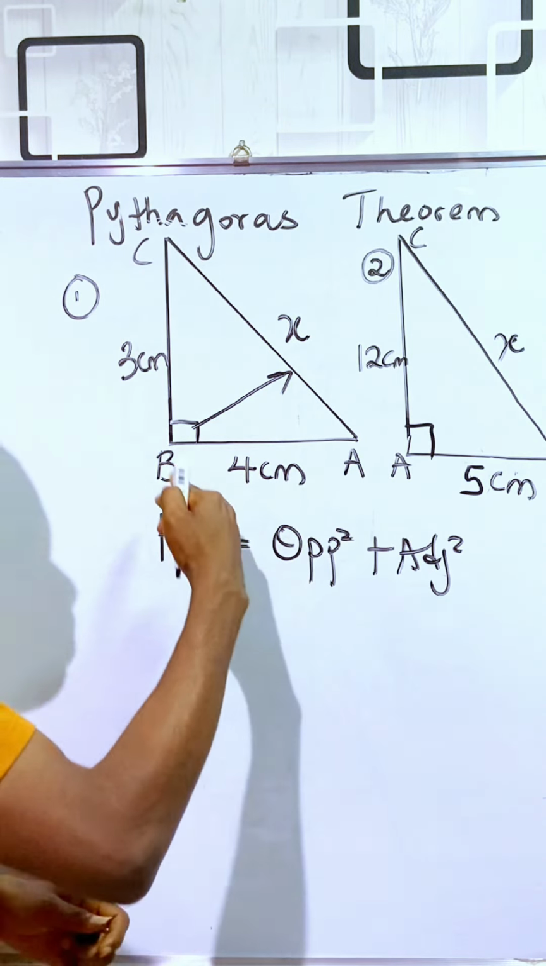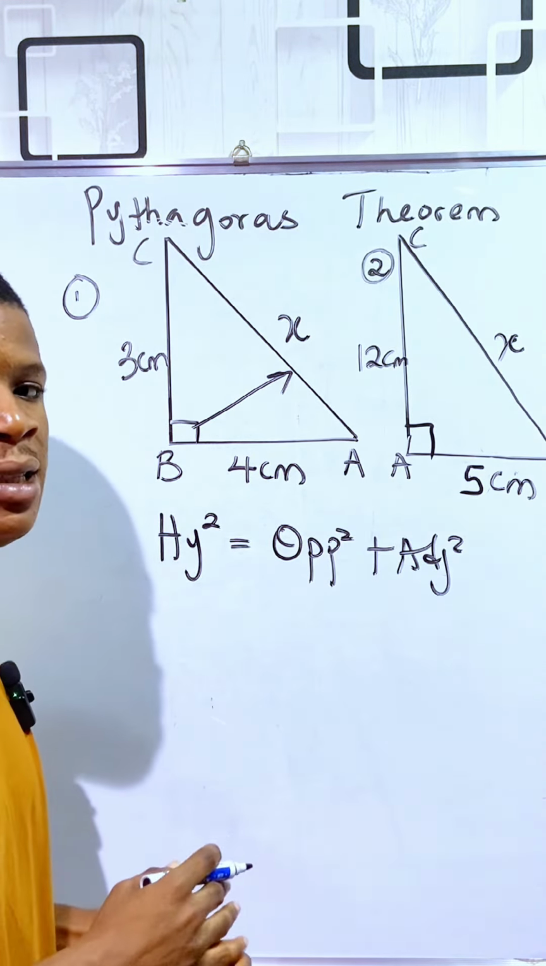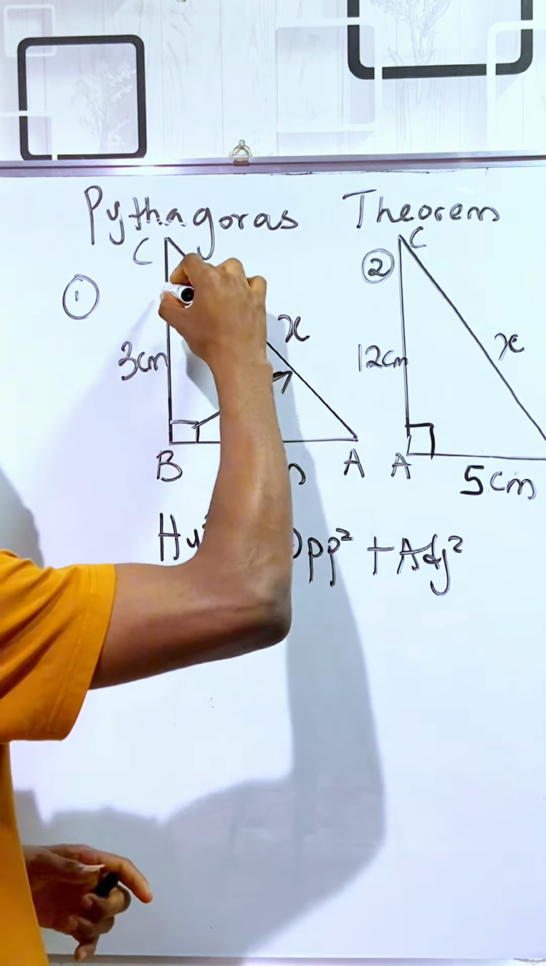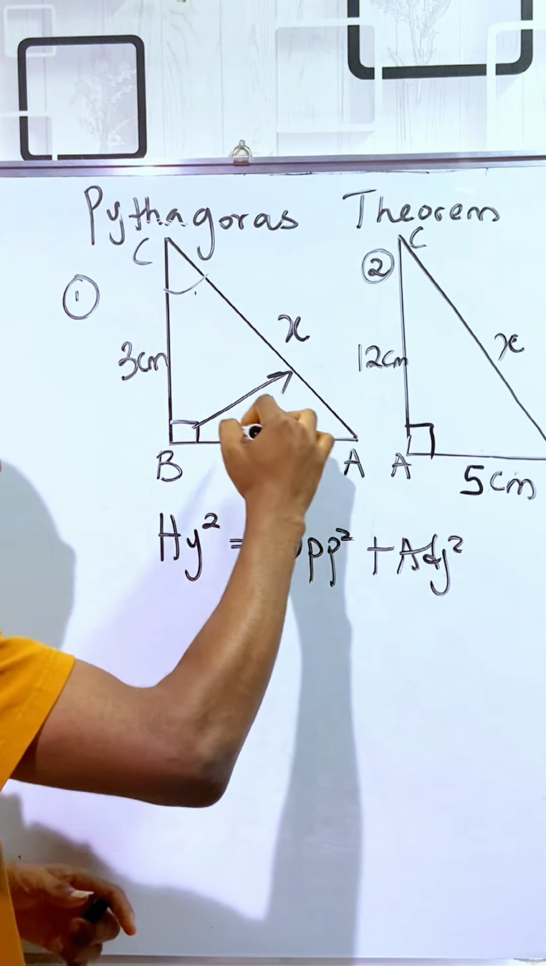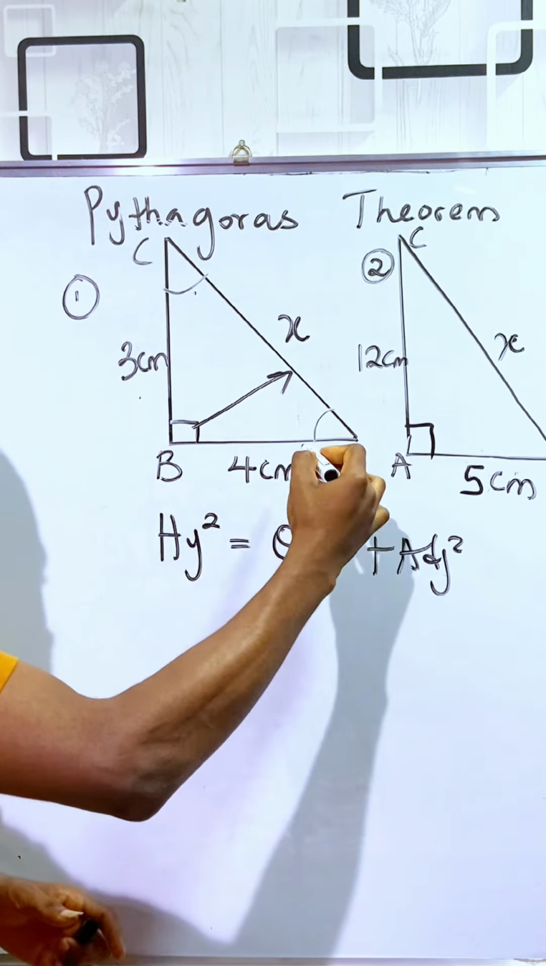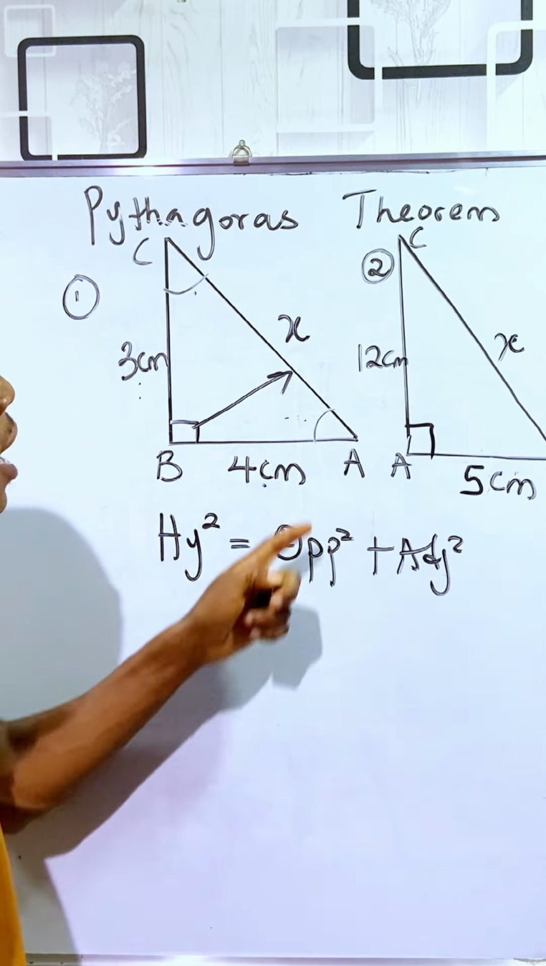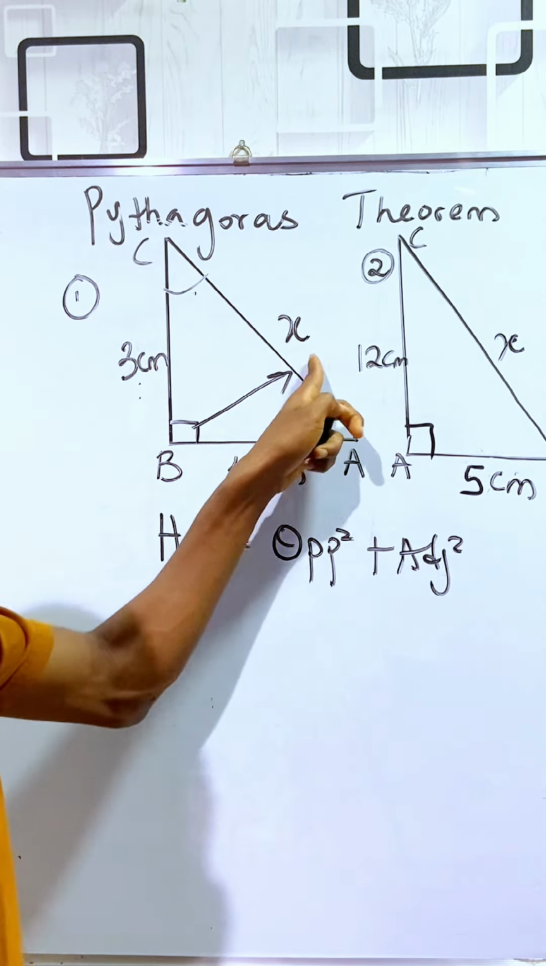The other sides can be the opposite or adjacent depending on where the angle is facing. If the angle is facing here, here is the opposite, here is the adjacent. If the angle is facing here, here is the opposite, here is the adjacent. But for here, we are told to find the hypotenuse.